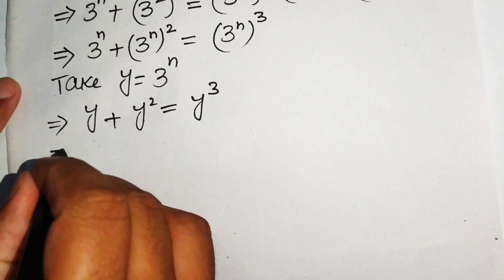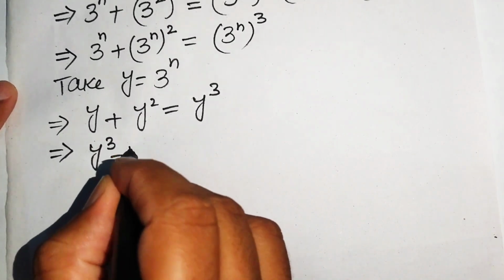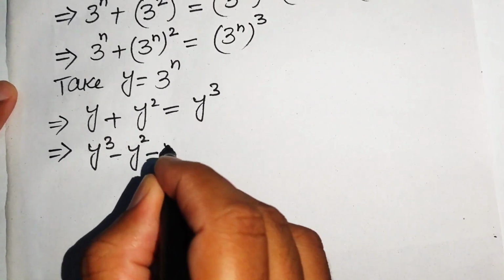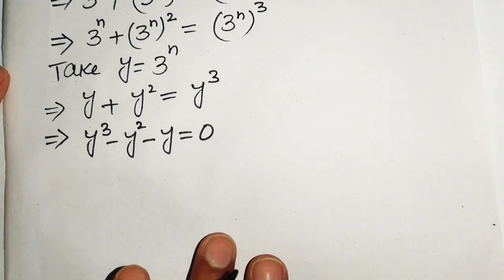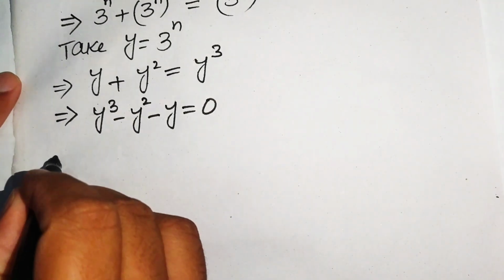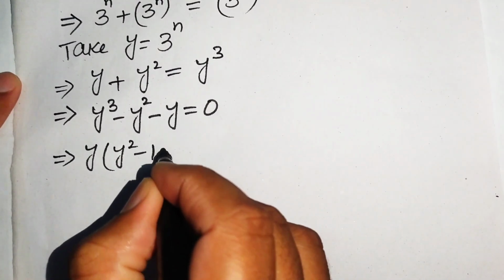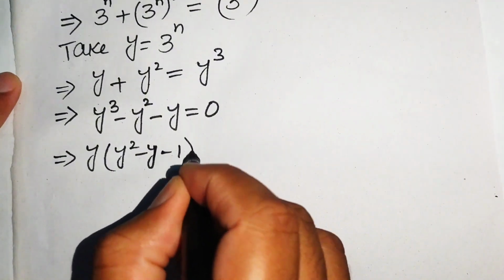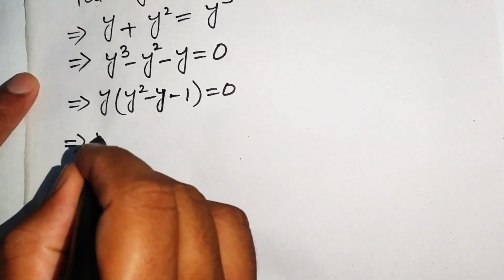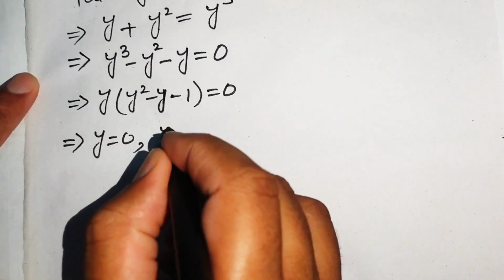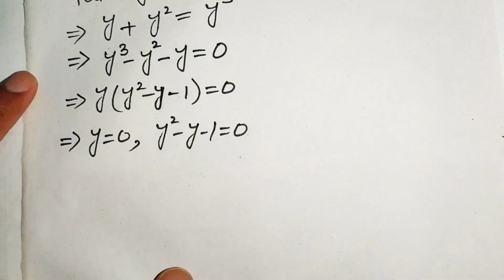So here we first rearrange the terms and we move these two terms to the right hand side, and it becomes y cubed minus y squared minus y equals 0. And now you see we have y as the common expression, so we take it common, and we get y times y squared minus y minus 1 equals 0. So now we have two cases here. Our first case is y equals 0, and the second case is y squared minus y minus 1 equals 0.